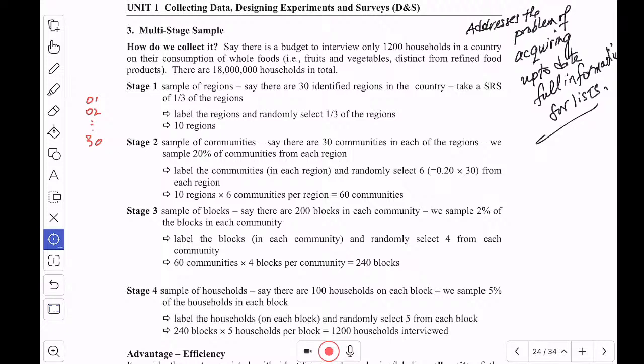So we begin selecting from the 30. A third of 30 is 10, right? So I pick 10 using a random digits generator. Now I've got 10 regions. What I'm doing is focusing only on a smaller group, not all 18 million at a time. From the 10 regions, I identify there's about 30 communities in each, and I've been told that of the communities, you only need to sample 20%.